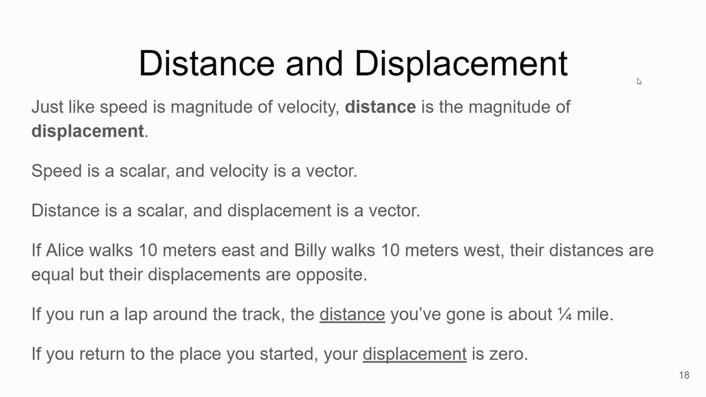And similarly, if you go to a track and you run around the track, you will have gone a distance of about 1/4 of a mile. But if you come back to the starting line, exactly where you started, your displacement in that case would be 0, which seems weird and it seems unfair, but that is the difference between distance and displacement.